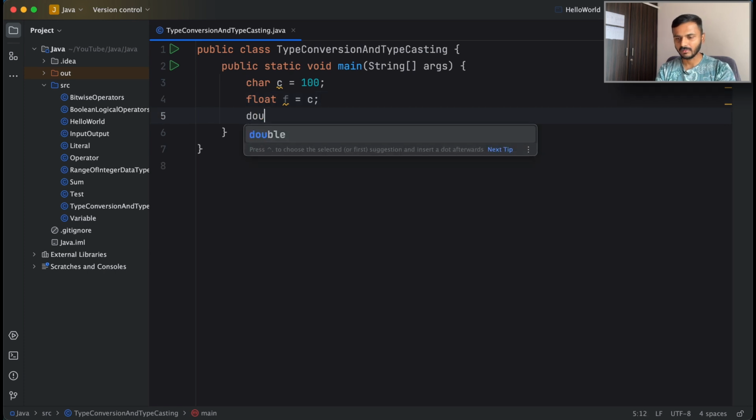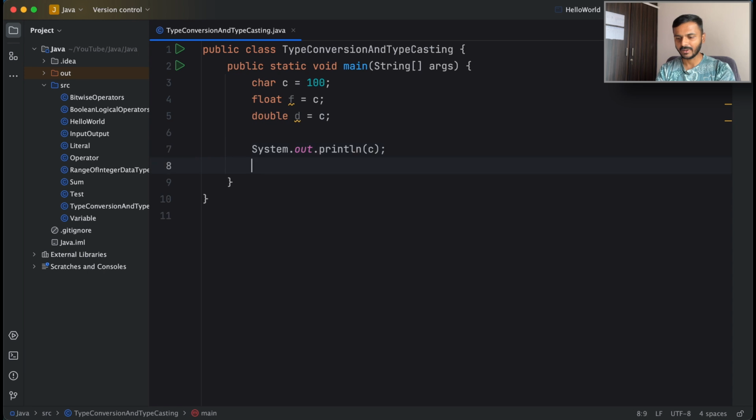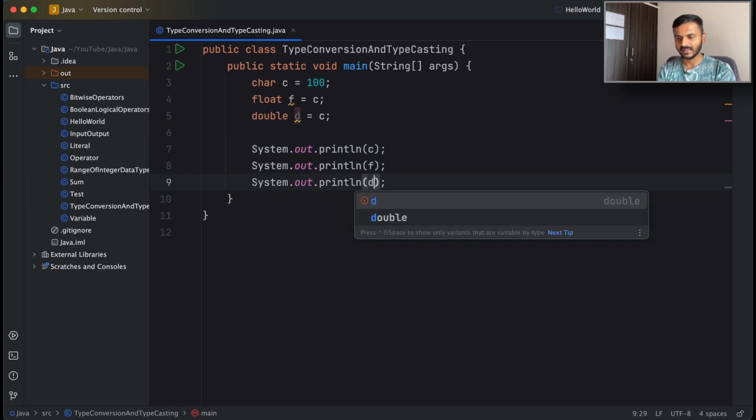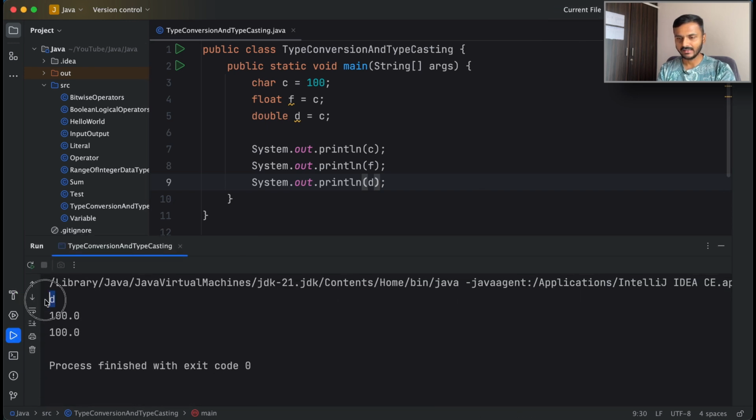Let's do something similar, but with a double variable this time, and we will say double d is equal to c. Again, no errors. Now, what will we get if I print the values of c, f, and d? If I run the code, what I get is D as the first line of output, which I'll explain why in a minute. But the second line of output gives us 100.0, and the third line of output also gives us 100.0. So let's talk about the second and the third line of output first.